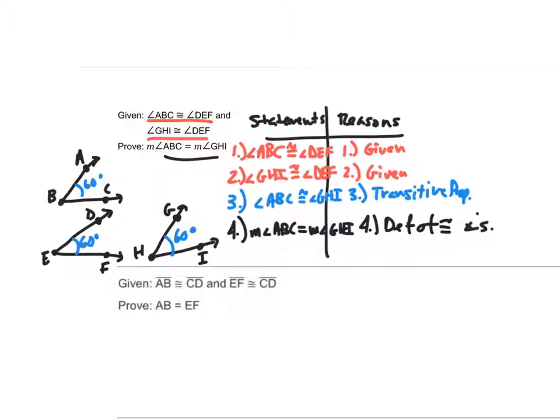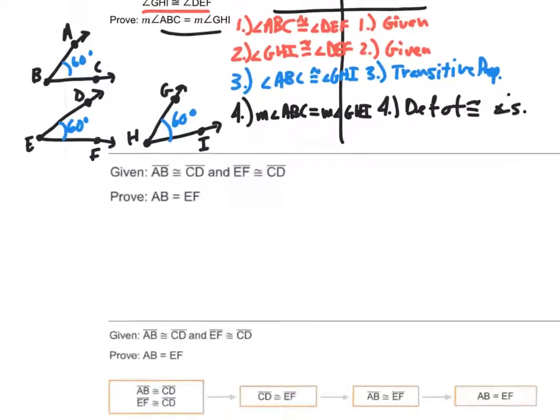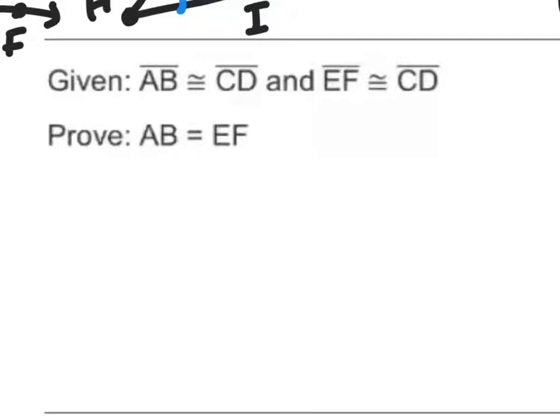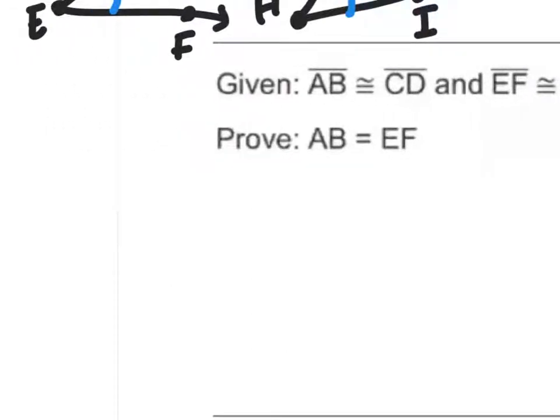Okay, so let's go through this next one. You're given that AB is congruent to CD, and so this is the same type of problem. Segment AB is congruent to segment CD. Well, let's draw that. I have a question: why is any of this even a thing if it already has the answer right there?